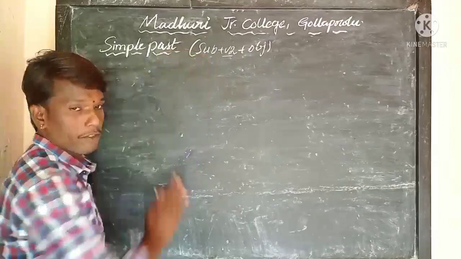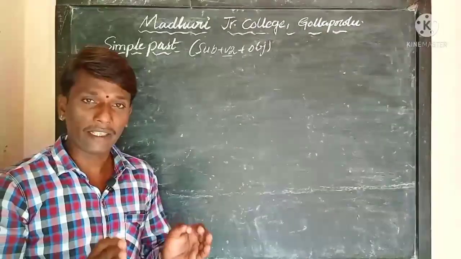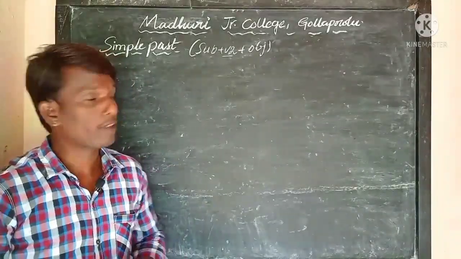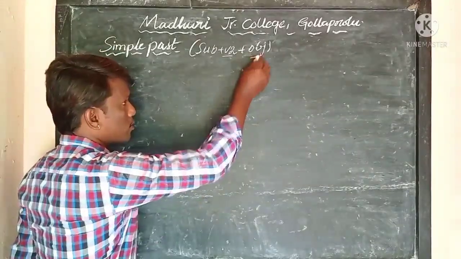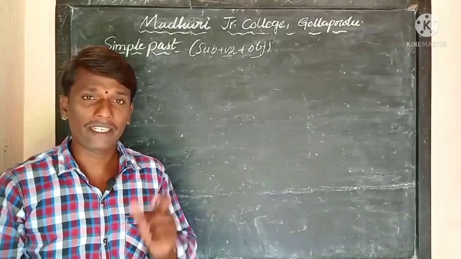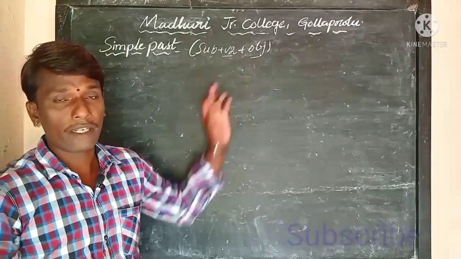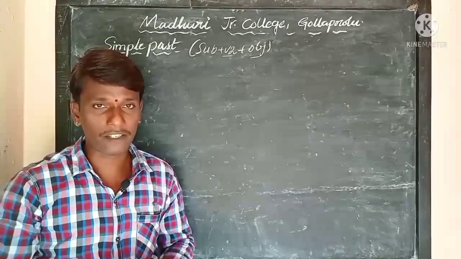So here what is subject? Subject is nothing but either a noun or a pronoun placed in the initial part of the sentence. In the same way, object is also either a noun or a pronoun. It is placed at the end of the sentence after the verb. So this is how a simple past tense is identified.